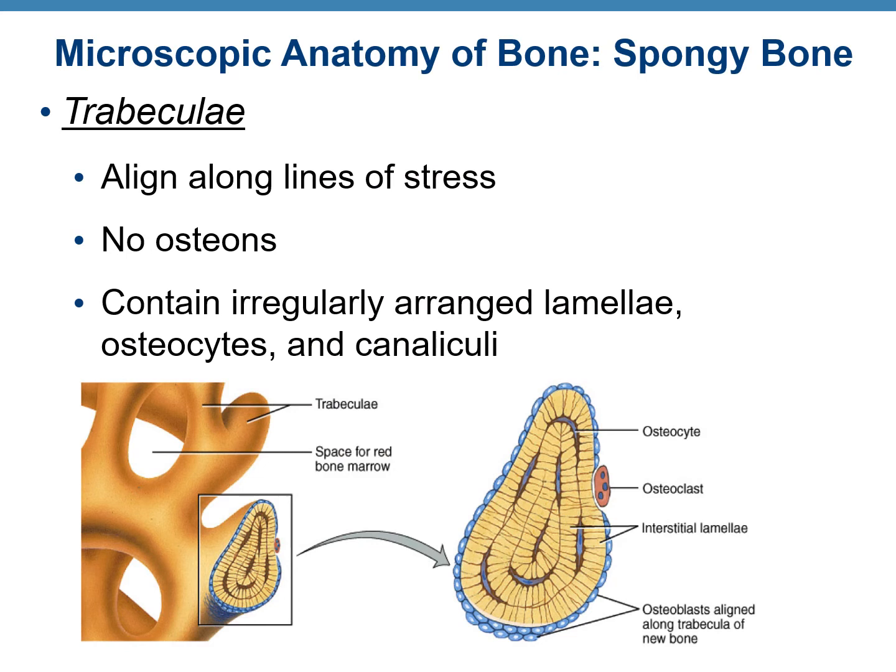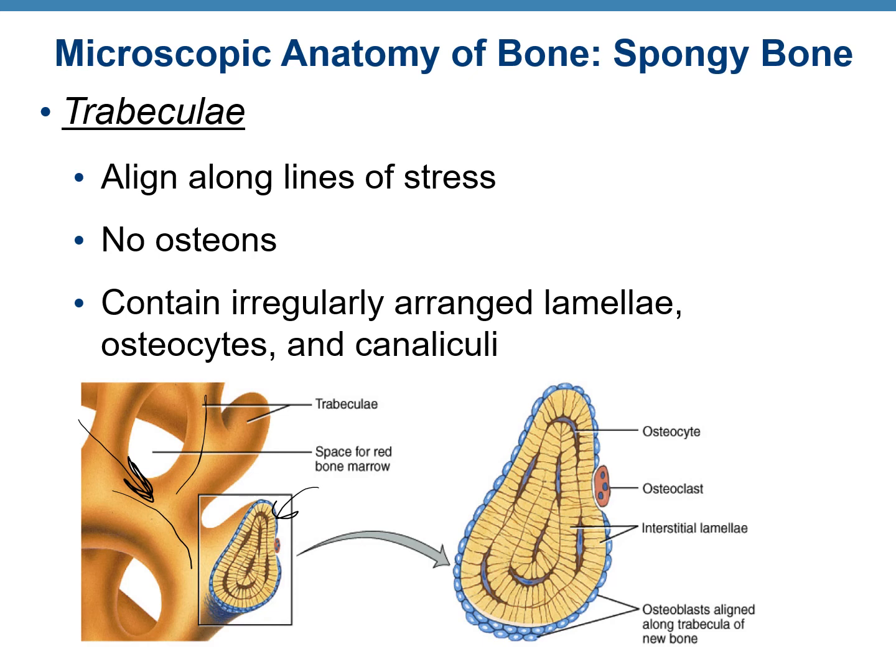So what we discussed previously was the anatomy of compact bone. If you look at spongy bone, it has trabeculae, and trabeculae align along lines of stress. They do not have osteons, and they contain irregularly arranged lamellae, osteocytes, and canaliculi. So that's our spongy bone, and here you can see our trabeculae. And if you look inside the trabecula, you still see the lamellae, right? But these lamellae are not concentric.